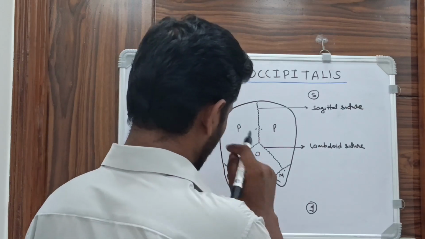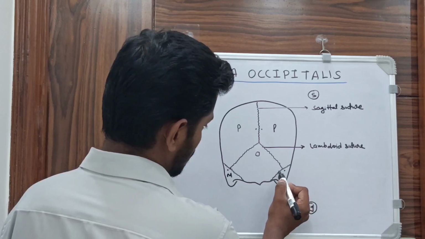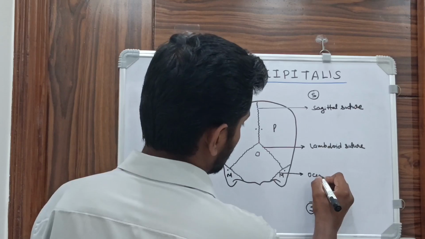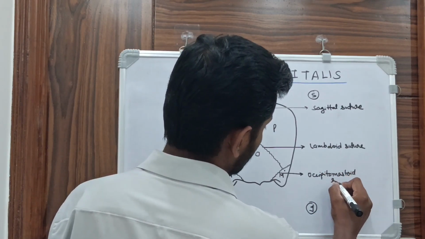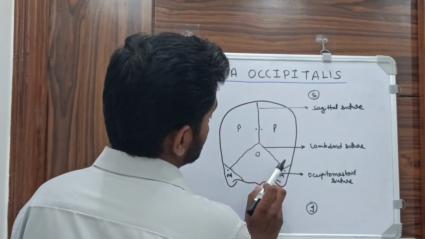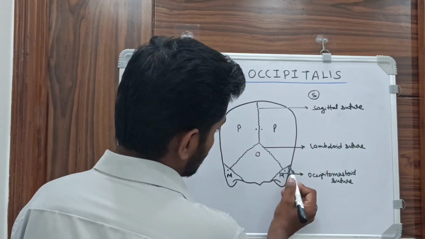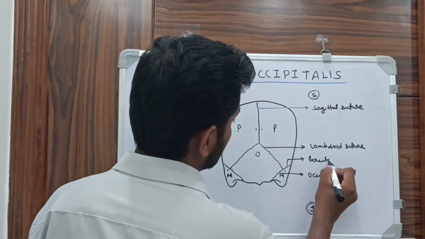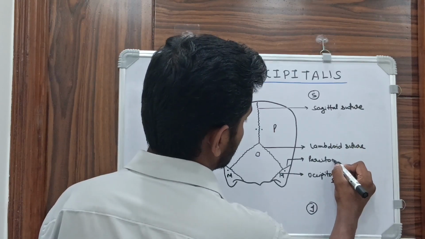And the suture which lies in between the squamous part of the occipital bone and the mastoid part of the temporal bone, that is this suture. This suture is known as the occipito-mastoid suture. And the suture which lies in between the posterior part of the parietal bone and the mastoid part of the temporal bone, that is this suture. This suture is named as the parieto-mastoid suture.